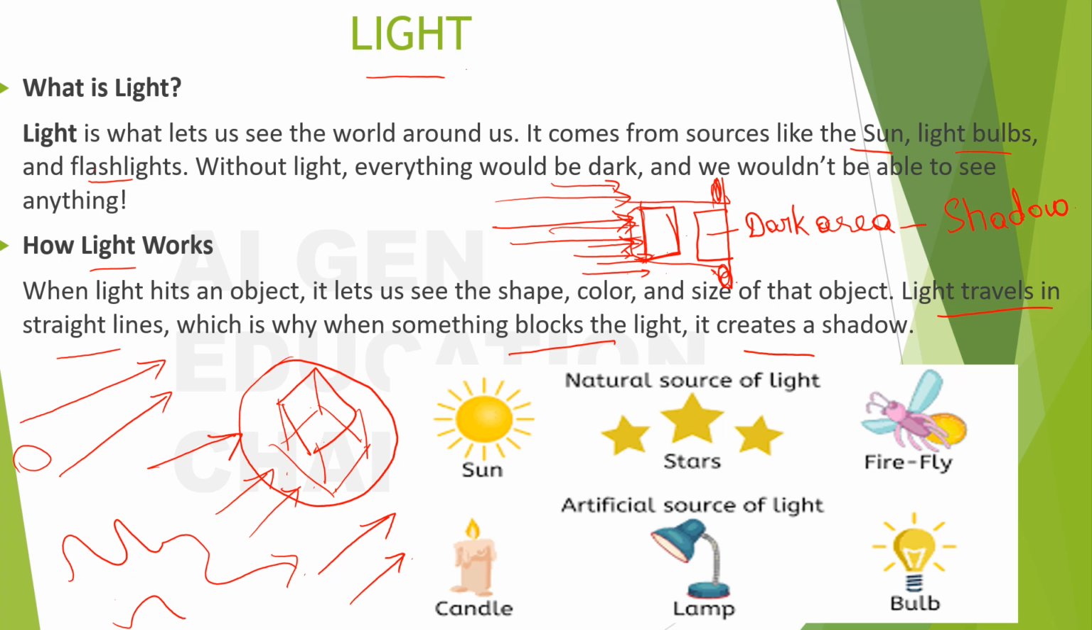Okay, now what are the natural sources of light? It's like sun, stars, firefly. All these are the natural sources of light. And how about the artificial sources of light? It means the human has made all these sources of light, like lamp, bulb and even the candle. Okay, with a candle we can sustain this fire, right? So all these are sources of light.